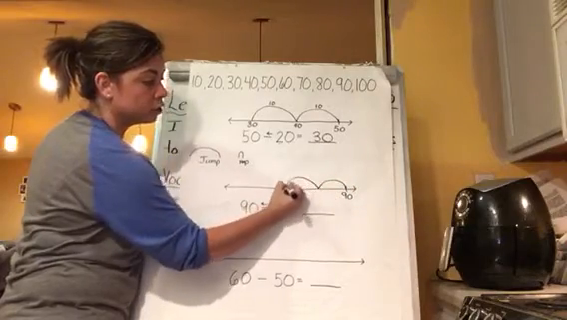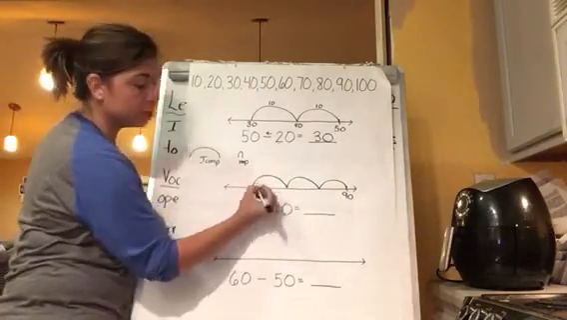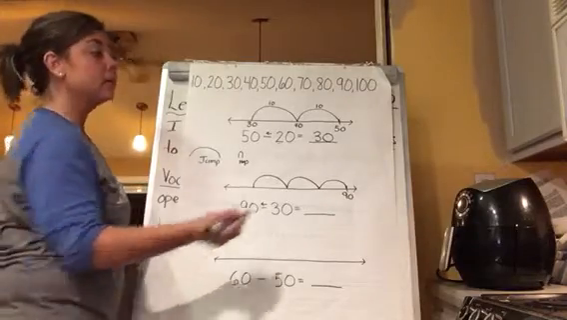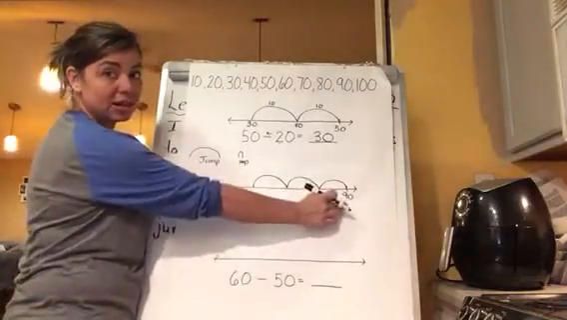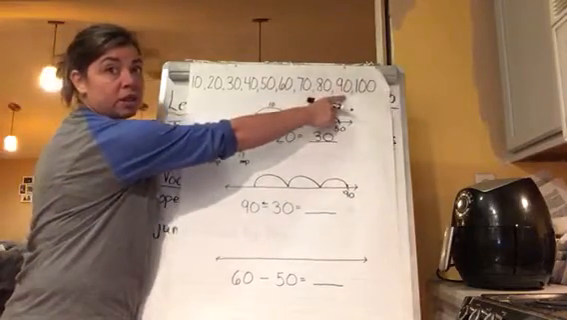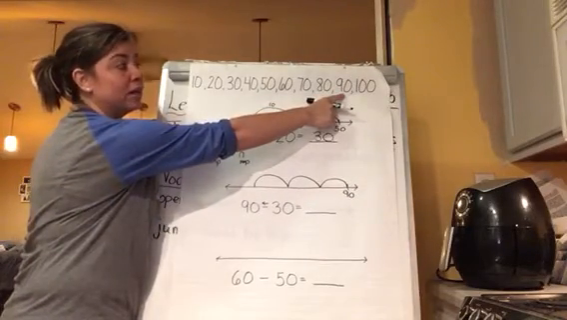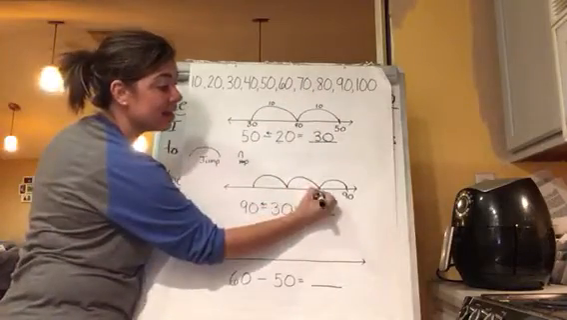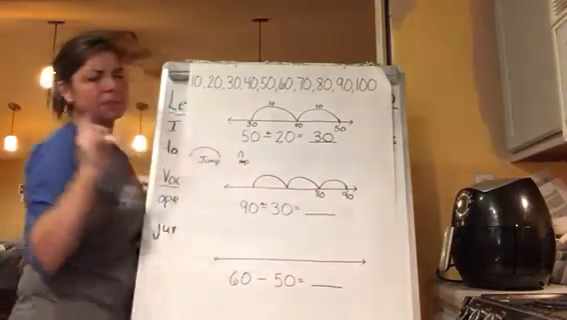1, 2, 3. Are we finished? Nope, because we don't know where we landed. So let's take a look. If we started at 90, let's go up here to our numbers. There is 90. So if I count back 10, where am I? 80. Very nice. Now, let's think.